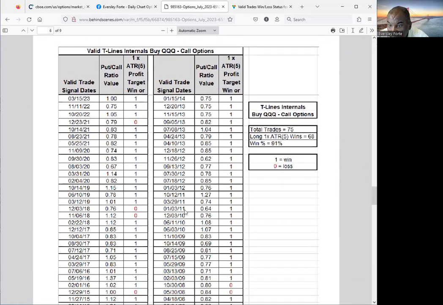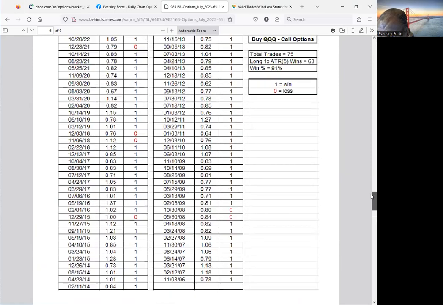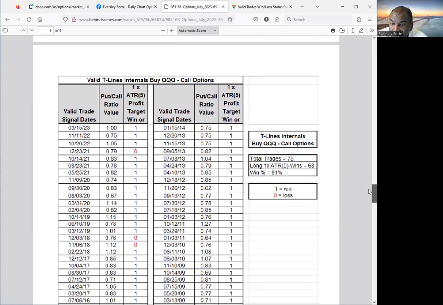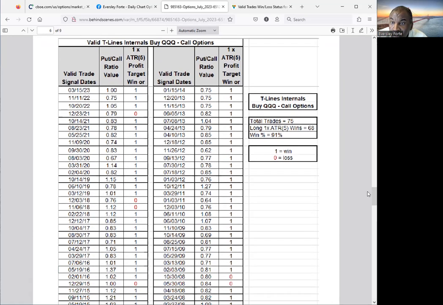Here also on the handout is a list of trades for the T lines, specifically on the QQQs, going back to 2006. So what's that? 17 years worth of trades. Yeah, about 16 to 17 years worth of trades on this particular strategy. Keep in mind, we have 5 ETFs and 6 strategies. So if you do the math, you can figure out how many potential trades there are.